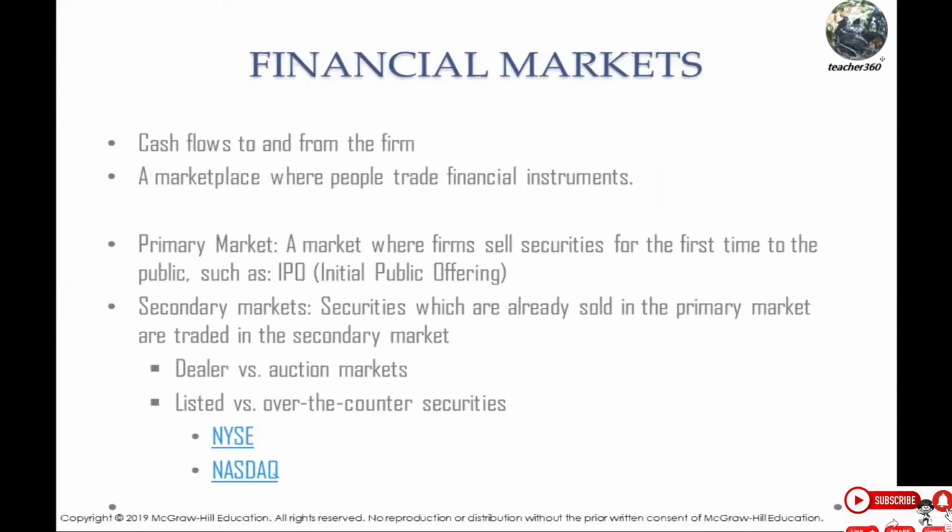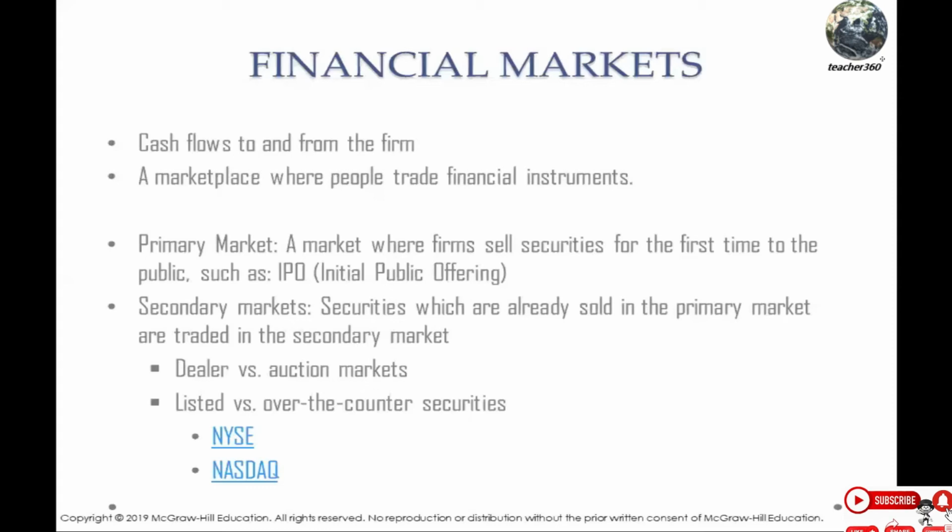Financial markets. It is actually a marketplace where people trade financial instruments, like bonds, stocks, and so many things. It may be financial derivatives, commercial paper, bills of exchange, and so many things. Financial markets can be categorized into two markets. One is the primary market and the other is the secondary market. The primary market is a market where firms sell securities for the first time to the public, and it is called an initial public offering.